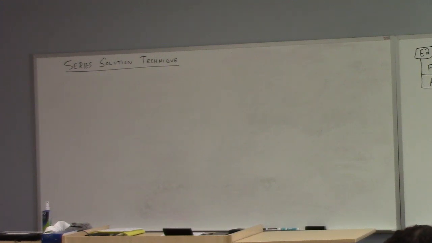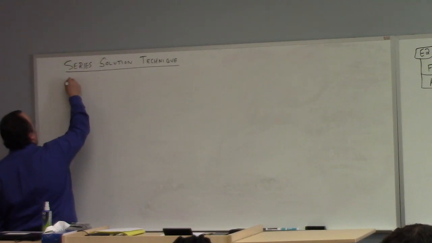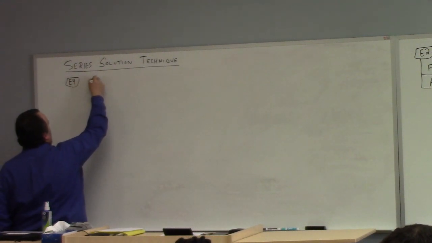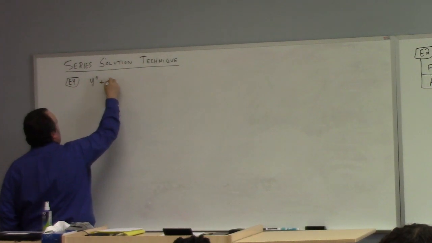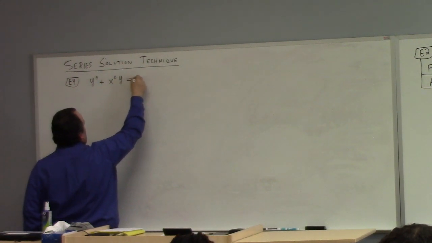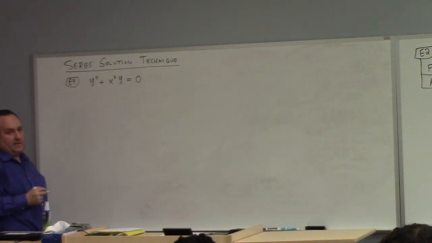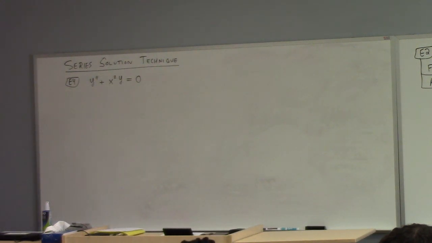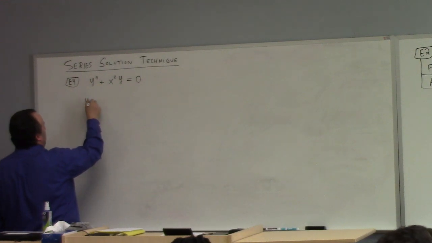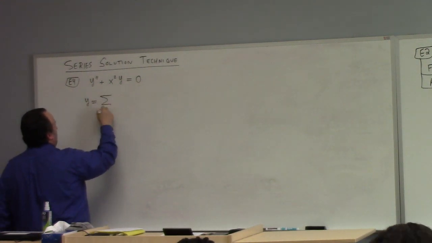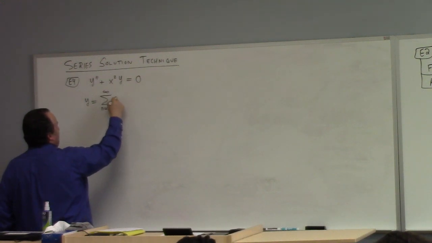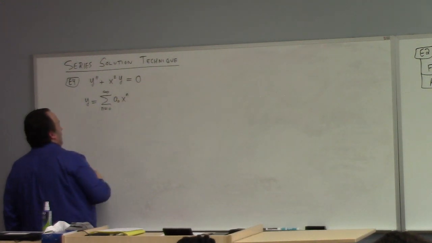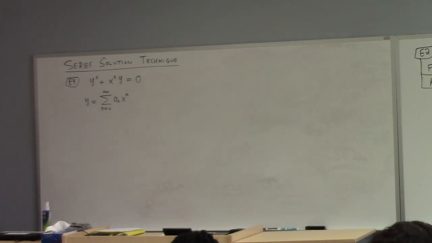So suppose we're trying to solve something like y'' plus x squared times y equals 0. This problem we cannot solve with our previous methods. So here's the deal. We're going to let y equal the sum from n equals 0 to infinity of a sub n times x to the power n. I'm going to work out the solution centered at 0 here.